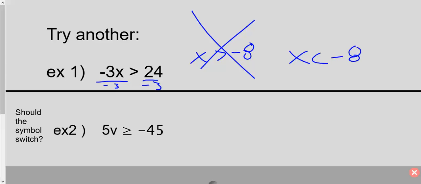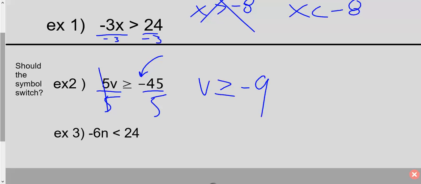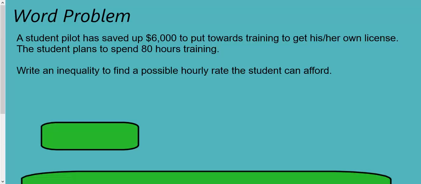Now this one here, I always show this problem. Should the symbol switch? We're dividing by 5 and kids see this negative right here. But I'm not dividing by a negative 5, so you don't switch the sign. No, you do not switch it there. And that's pretty much it.